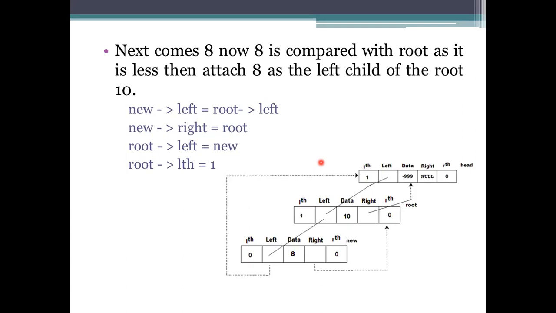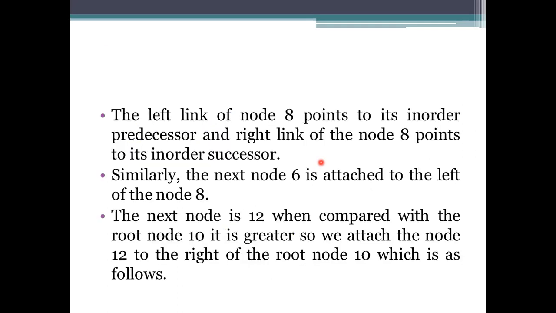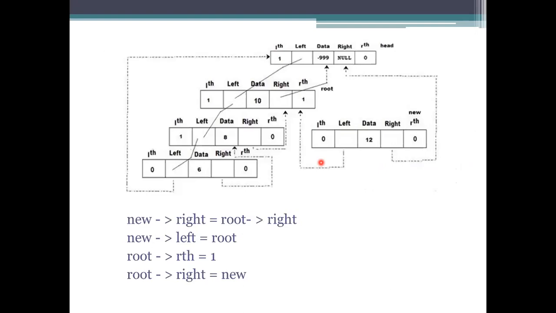So here the left side will be connected to the head on the left side, and the right side will be connected to its successor, that is the right side of that representation. And coming to the next one, 6 has to be attached, and we take 6, 12, and then other values will be attached here. If you see how we have been attaching this: 6 is less than 8, so it is taken as a left child to that, and 12 is greater than 10, so it is considered as a right child.